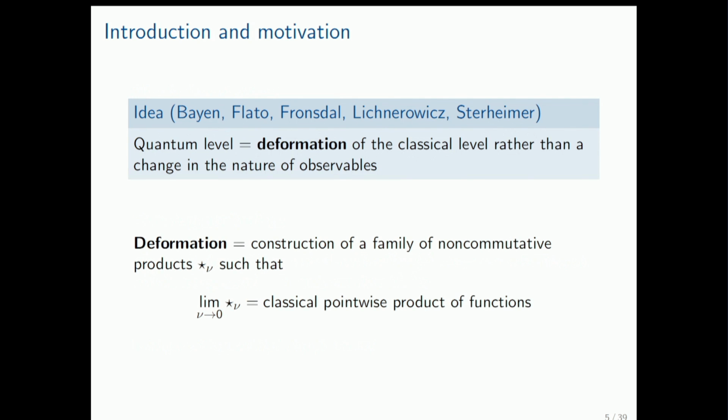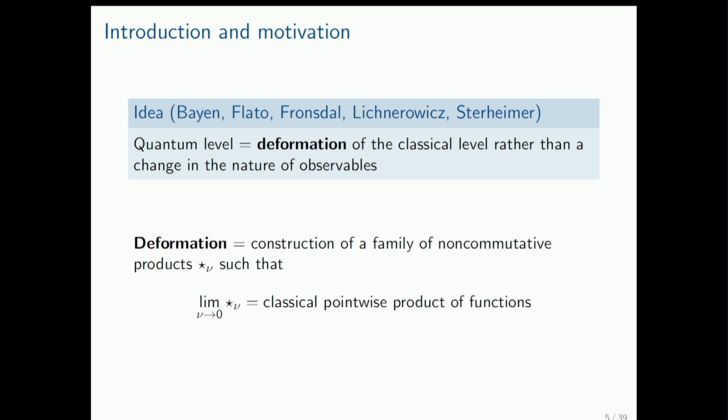And so you have this idea suggested by several mathematicians that the quantum level can be seen as what they call a deformation of the classical level, rather than a change in the nature itself of the observable. So instead of thinking of two separate worlds, we can connect the two worlds by means of a family of deformations called star products. I will define it in the next slide.